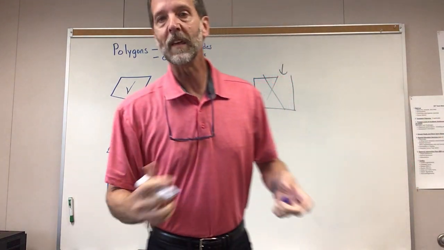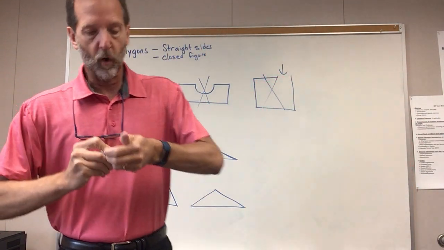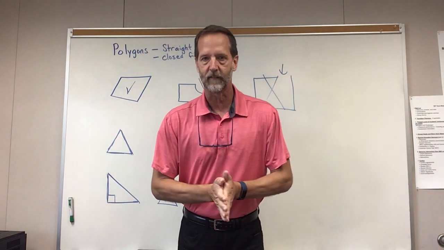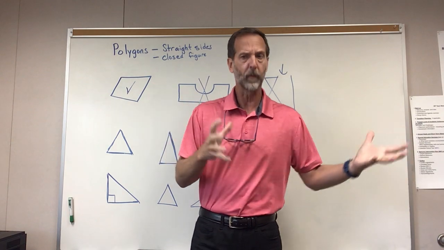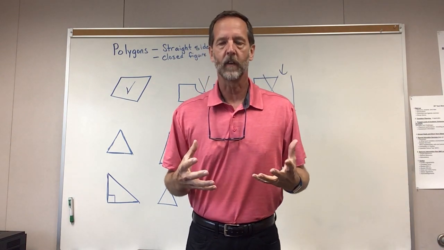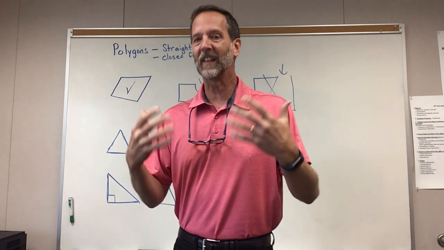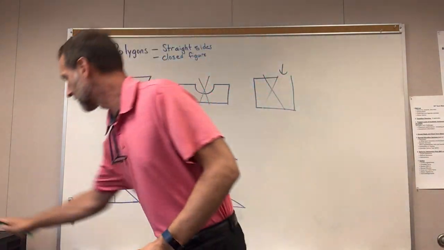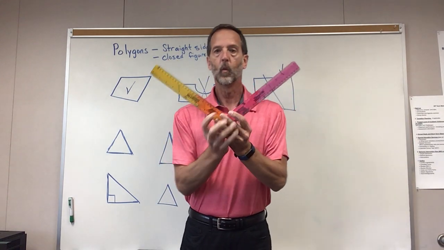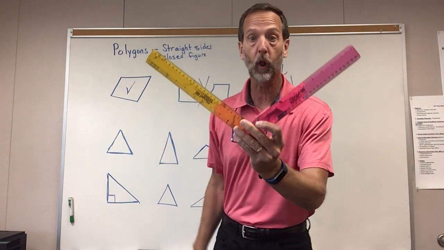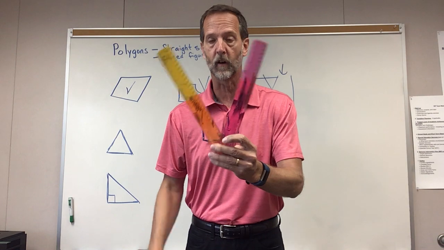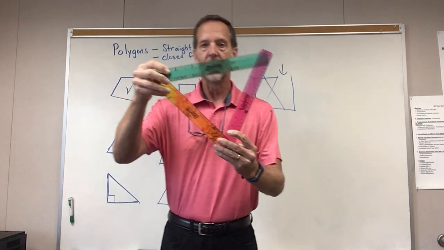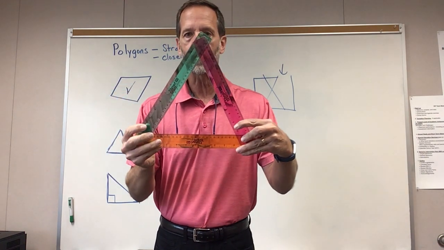Now let's talk about naming them, all right? One of the things we do is we name them by the number of sides that they have. We classify them or group them by the number of sides they have, okay? A polygon has to have at least 3 sides, okay? Because if we only had 2 sides, we couldn't close it, right? I can't close a 2-sided figure. I have to have a 3rd side. So if we add that 3rd side, then we get a closed figure with straight sides.